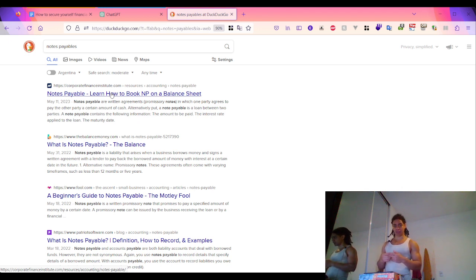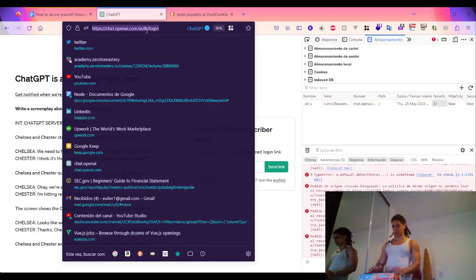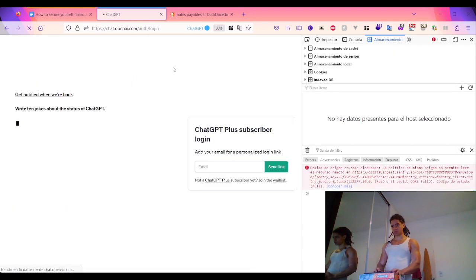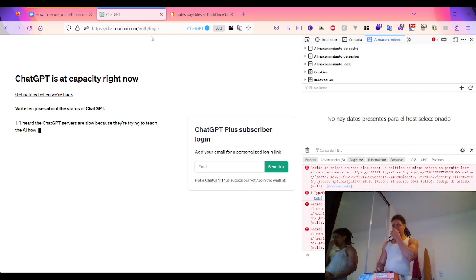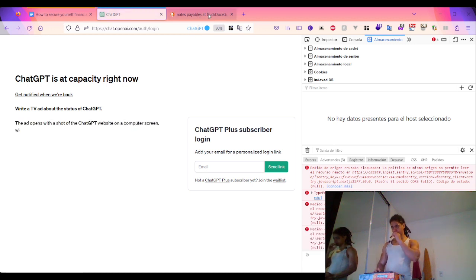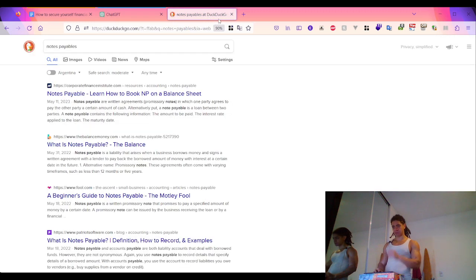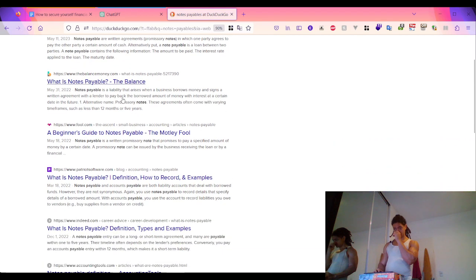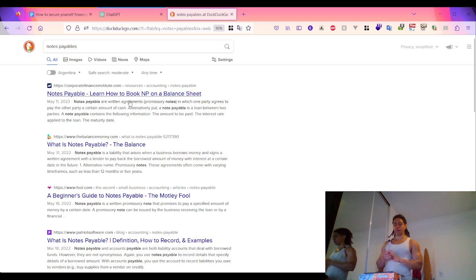Bonds are another example of notes payable. When the government creates a certificate that indicates the principal, the loan, the principal plus the interest, as well as the repayment schedule, they actually create a notes payable, or in Spanish, a pagaré. So this is notes payable.